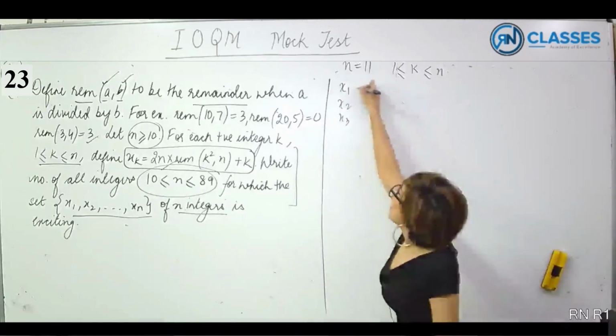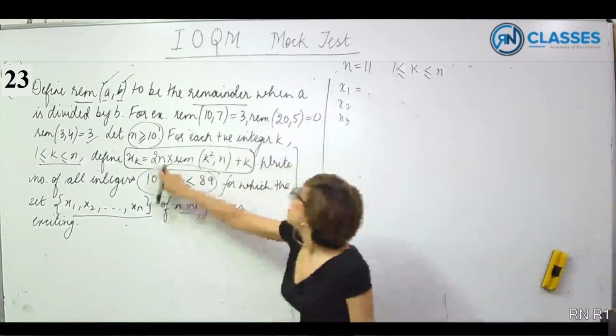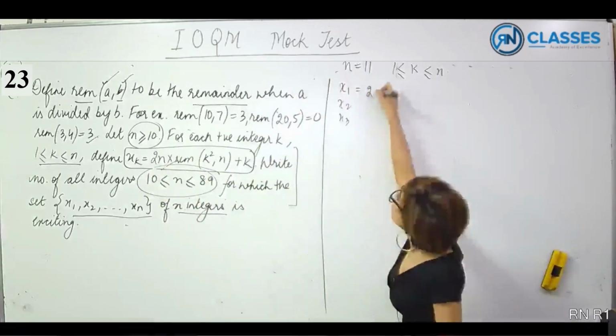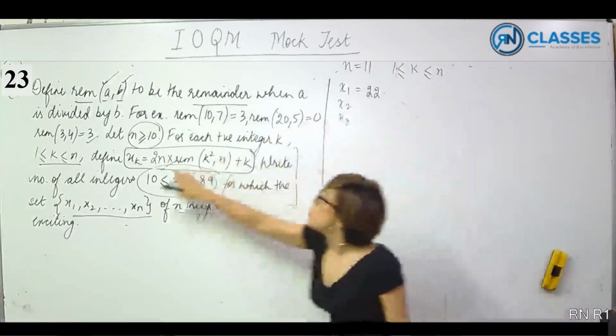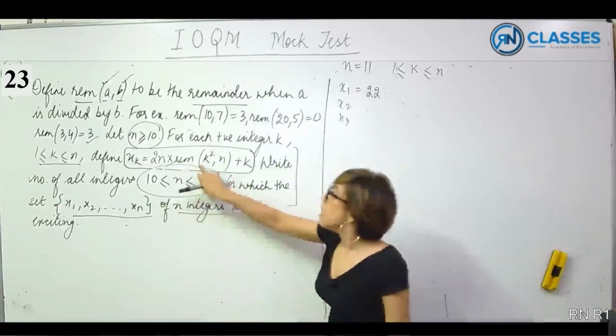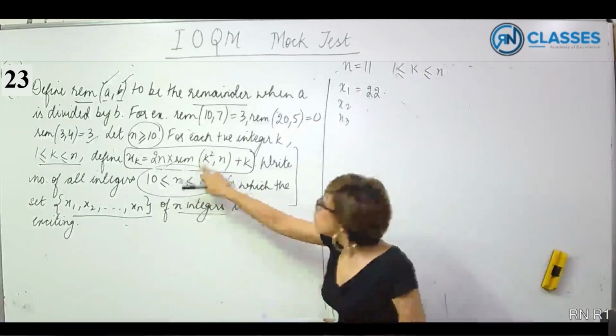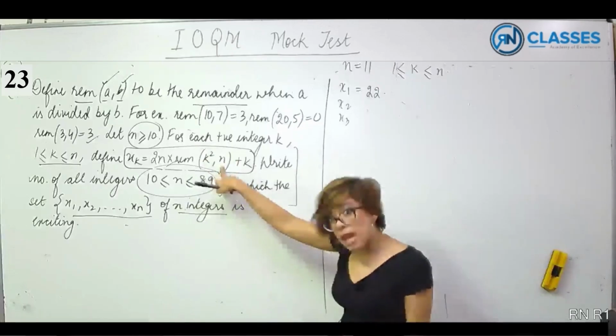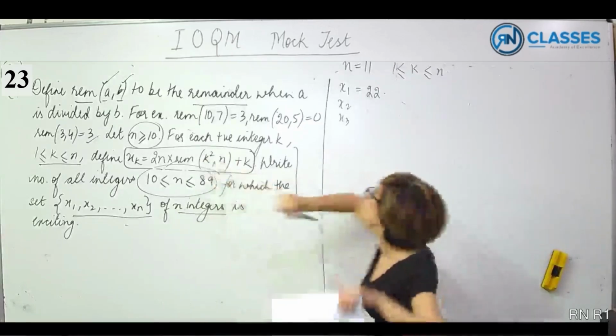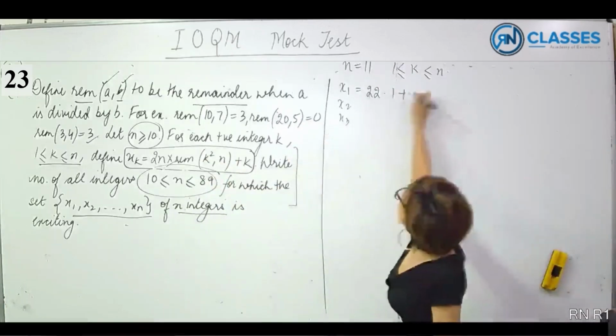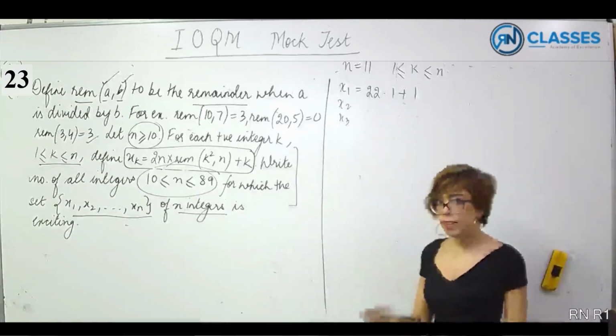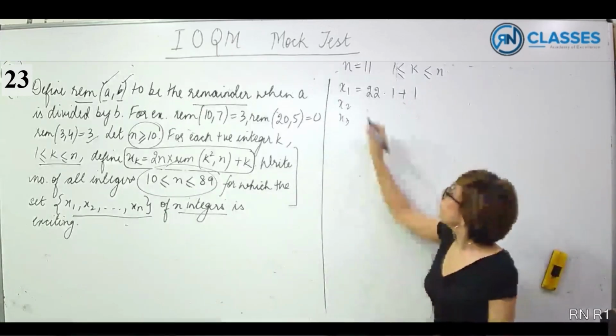Now, how do I write x1? He says 2 into n. N was 11, so I'll say 22 into. Now, 22 is multiplied by this remainder, when? Now, k we have taken to be 1. 1 square is divided by 11 in this case, so that is 1. Plus k, which is 1. First term, right? No need to simplify it, don't worry.